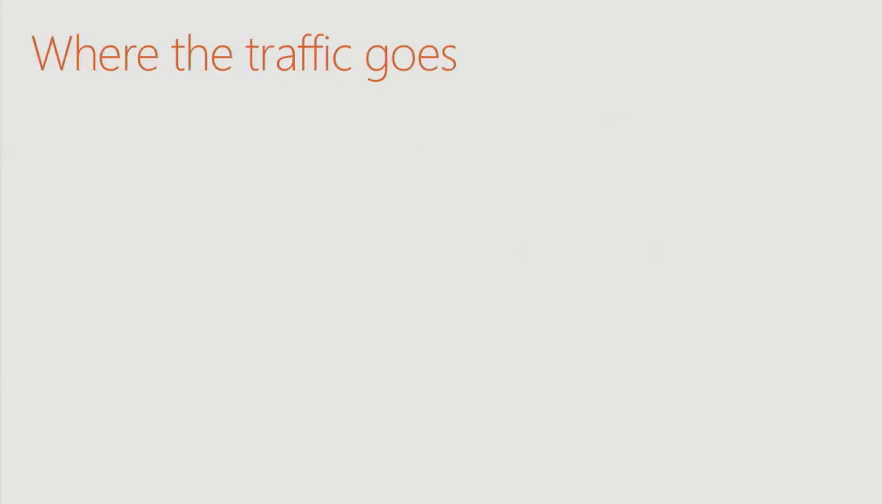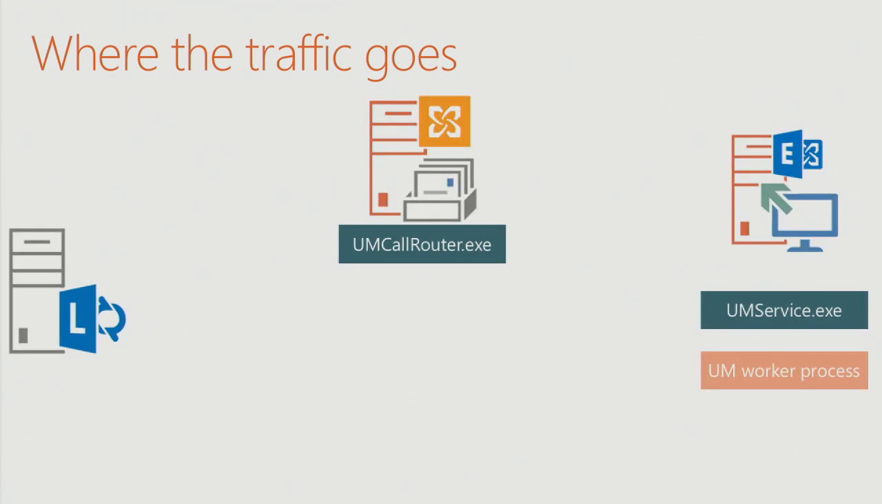So let's talk about how the call traffic flows. I have a Lync server, which is representing our phone system. It doesn't have to be Lync. It could be Mitel, Nortel, Avaya, ShoreTel, or your mom's PBX, it doesn't matter. Some system is pushing phone calls into our network. We want to answer them, which means somehow the call router and the UM service are going to have to work together to get that call handled.